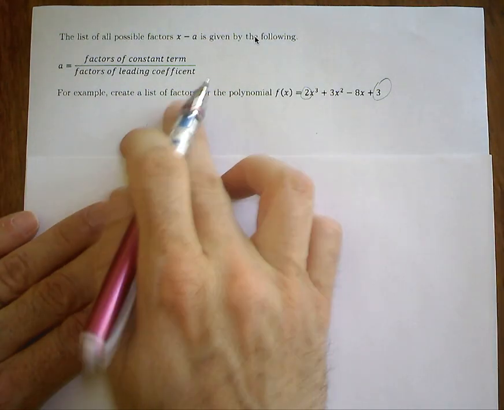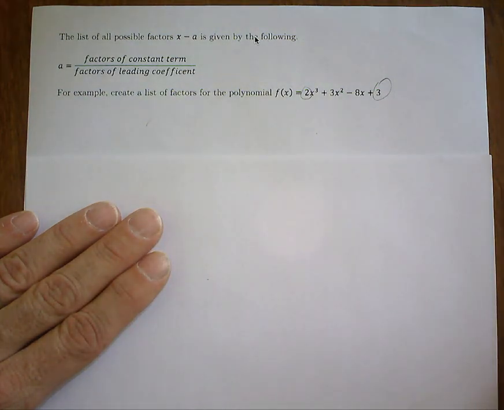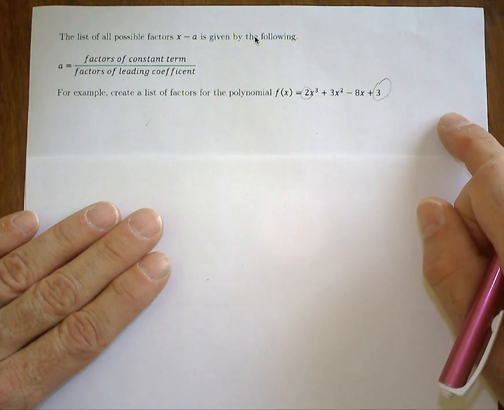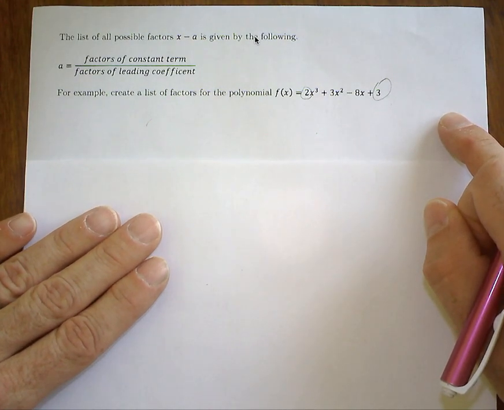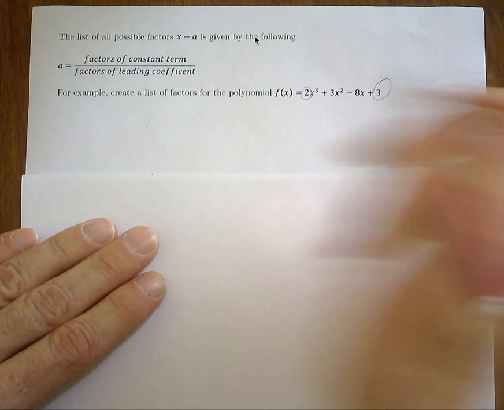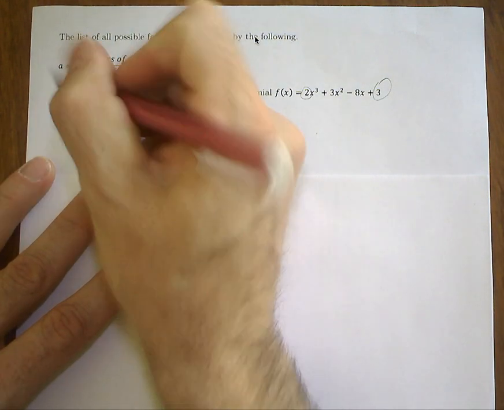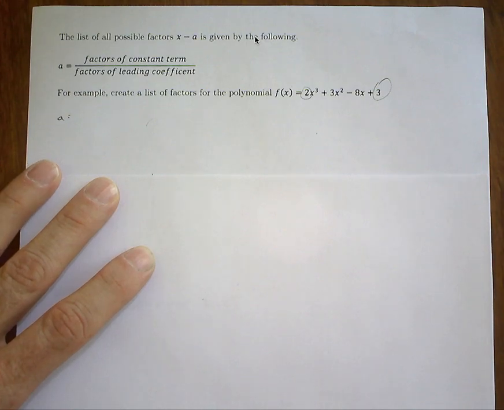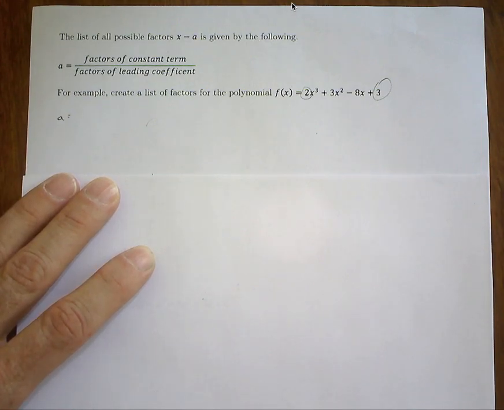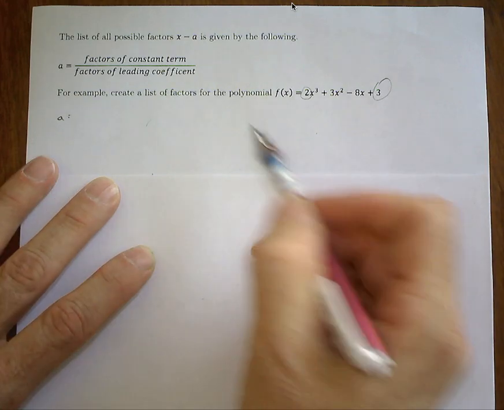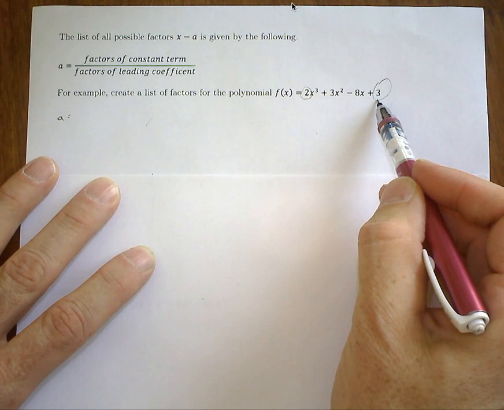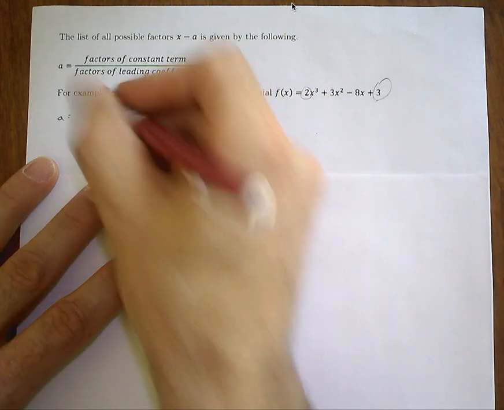For example, create a list of the factors of the polynomial f of x equals 2x cubed plus 3x squared minus 8x plus 3. I know that I'm going to have to create an exhaustive list and work through the different combinations. A can be the factors of the constant term. The constant term here is 3.